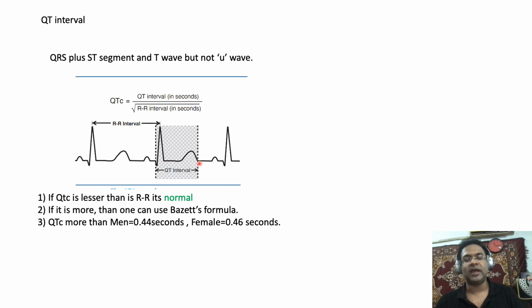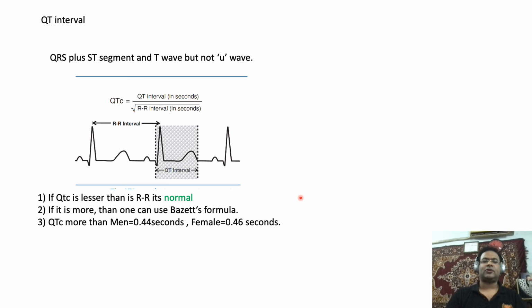And in the numerator, you look at the number of small squares from the beginning of the Q wave to the end of the T wave. That is also simple. Suppose there are 7 or 8 or 9 small squares. 9 into 0.04 is 0.36. 0.36 divided by the square root of RR. This is very easy to calculate.